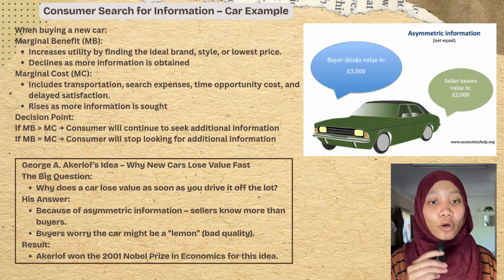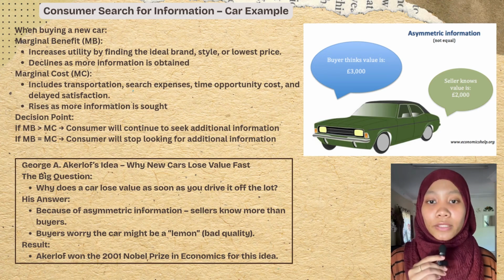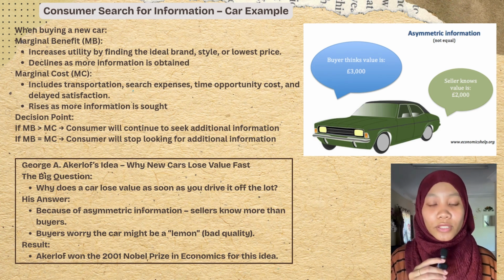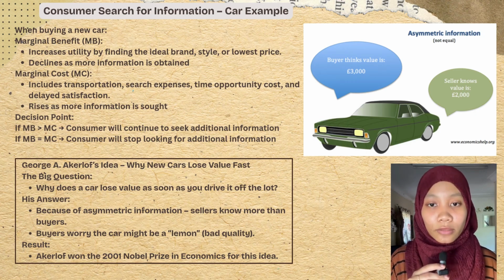The example is a consumer buying a new car. When buying a new car, marginal benefit is where it will increase utility by finding the ideal brand, style, or lowest price. MB declines as more information is obtained. Marginal cost includes transportation, search expenses, time, opportunity cost, and delayed satisfaction. MC rises as more information is sought. So the decision point is: if MB is greater than MC, the consumer will continue to seek additional information. If MB equals MC, the consumer will stop looking for additional information.